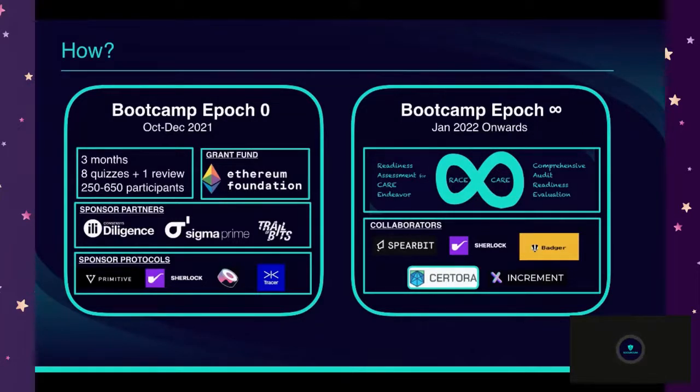And what we are doing now is using the learnings from Epoch Zero. We jumped through all the other numbers and went straight to Epoch Infinity. The reason for that is that it didn't feel like a 3-month or a 1-month discrete bootcamp made sense in the crypto world, right?